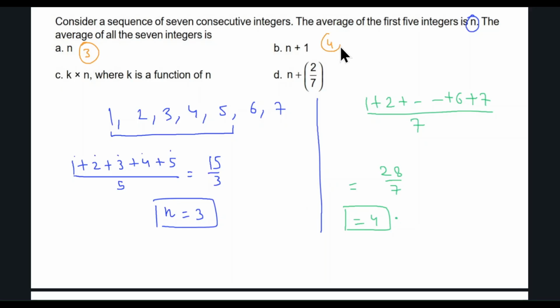This is giving me 3 plus 1, 4. K times n, where k is a function of n, doesn't matter because I already got my answer as 4. And obviously this is also not 4. So this is also rejected. So that way the answer is B.